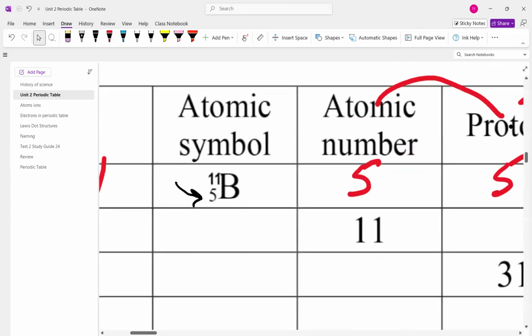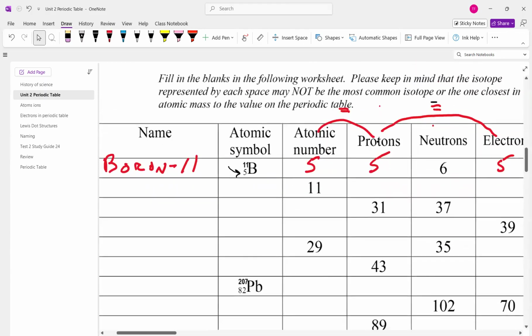See where the 11 is up there? 5 protons, 11 P plus N. 11 protons and neutrons. Let's do one more, then I want you guys to practice this.